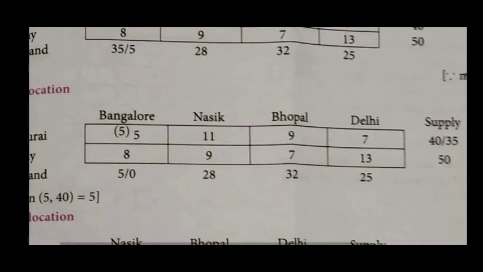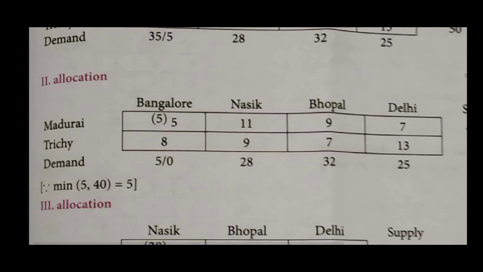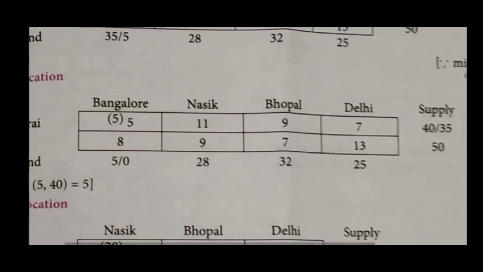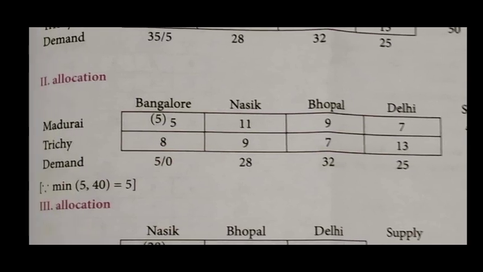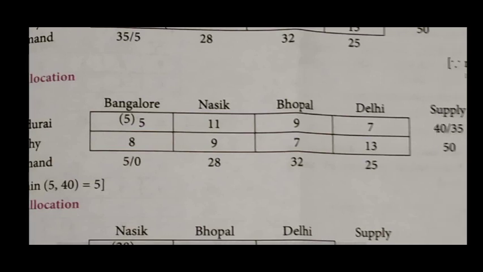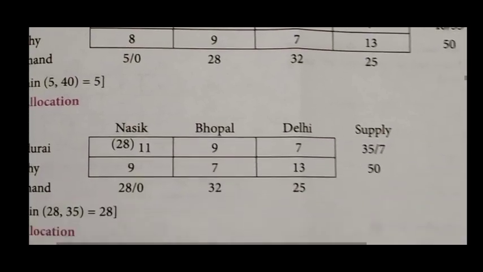Okay, and comparing these things, here it is 40, here it is 5. The minimum of 40 and 5 is 5. So we take 5. 5 minus 5 becomes 0 and 40 minus 5 becomes 35. Now the 0 lies in Bangalore, so that column is eliminated. The remaining ones, that is Nasik, Bhopal and Delhi, are written here.